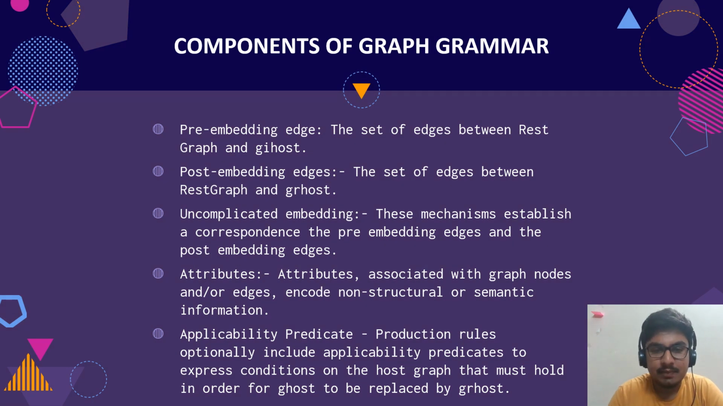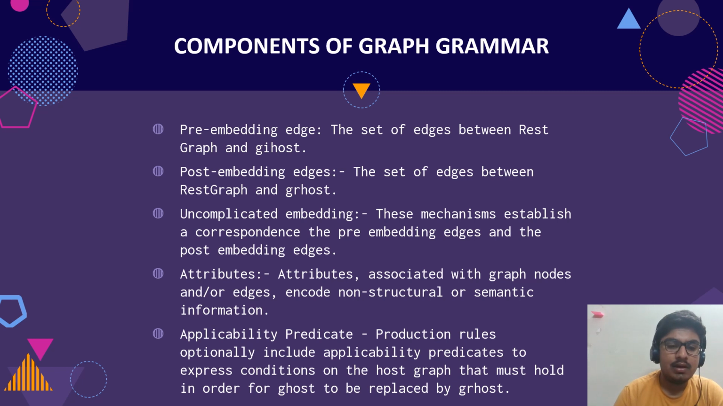First we have pre-embedding edges, the set of edges between the rest graph and the GL host. Then we have post-embedding edges, the set of edges between the rest graph and the GR host. The embedding mechanism establishes a correspondence between the pre-embedding edges and the post-embedding edges.